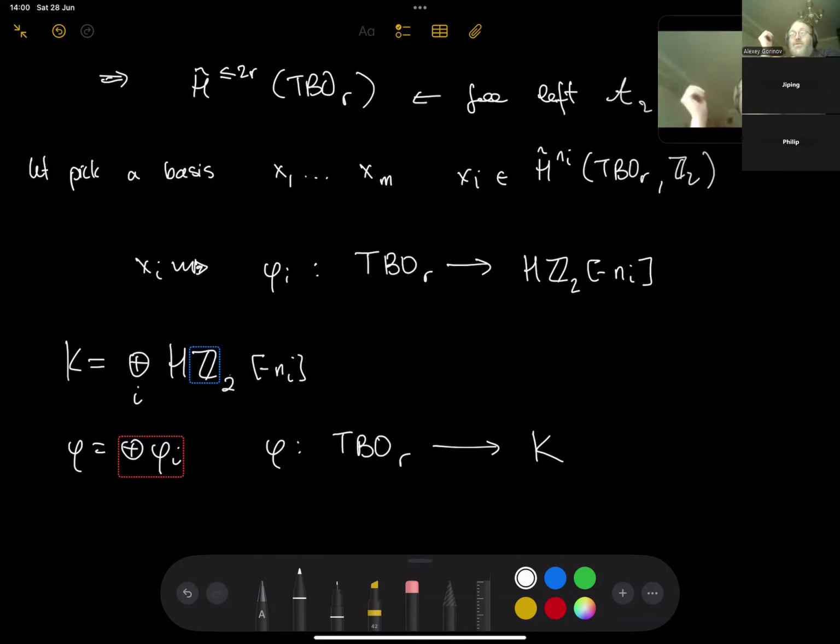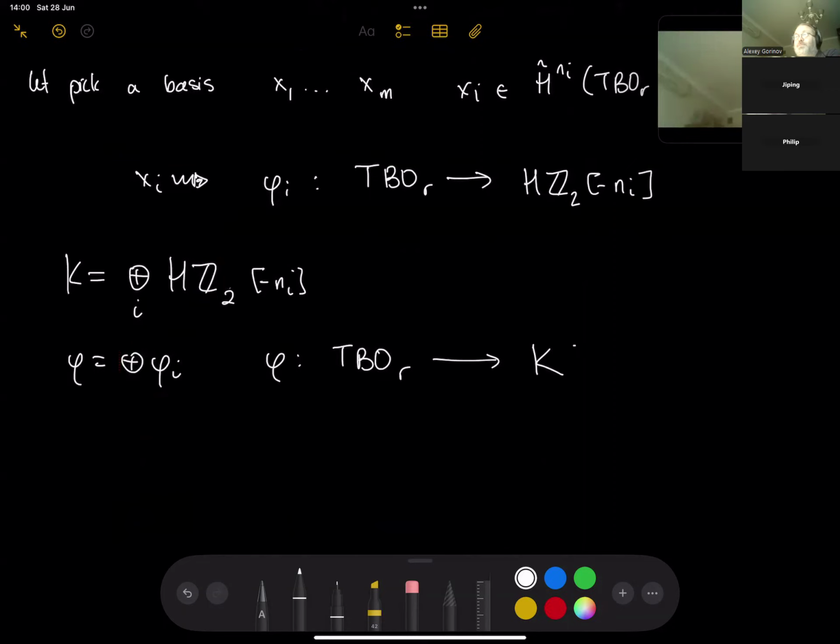Philip, does what I've just said make any sense? Yeah. Well, yeah. This guy changes as R changes. Yes, and if we take the direct limit, then we get everything.